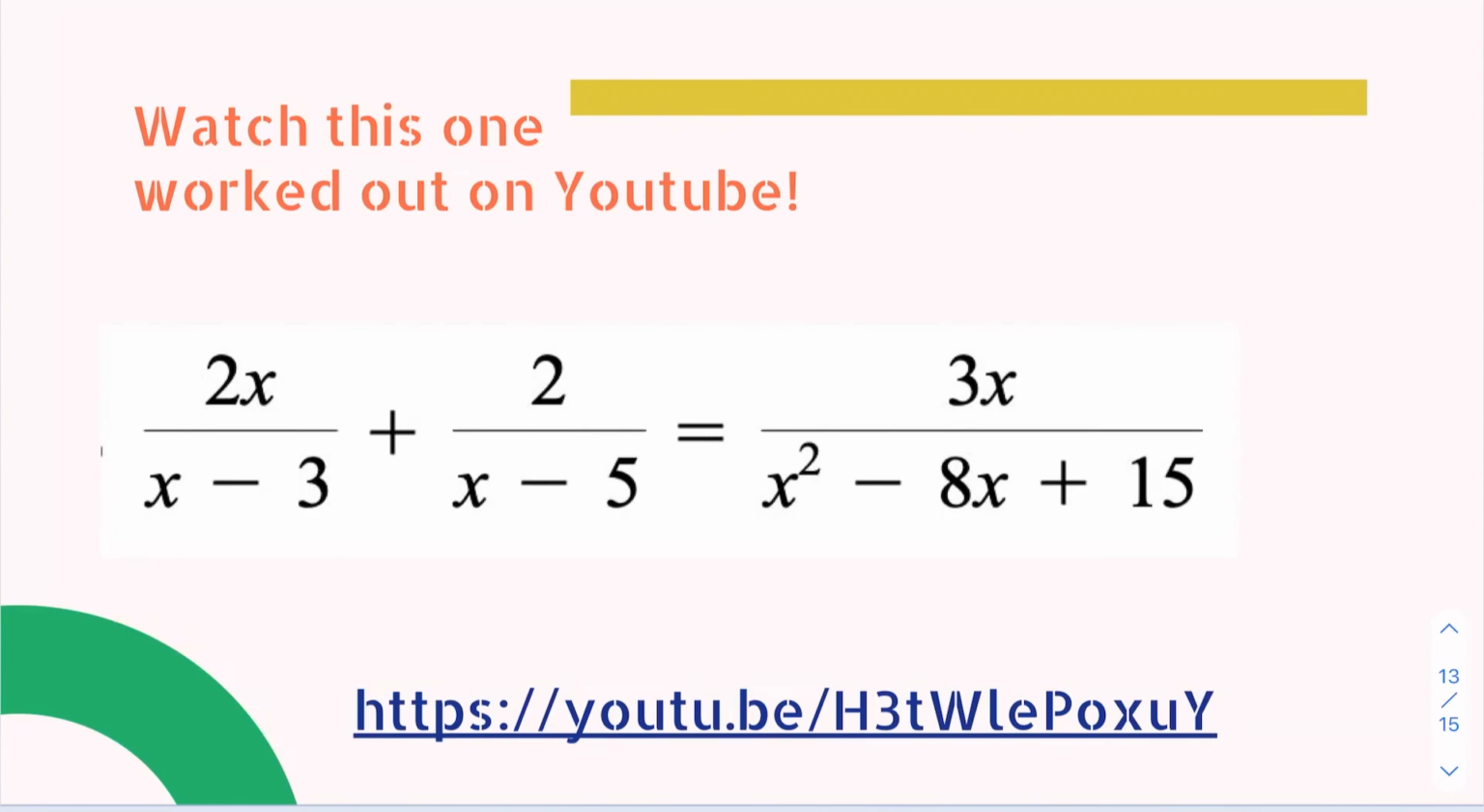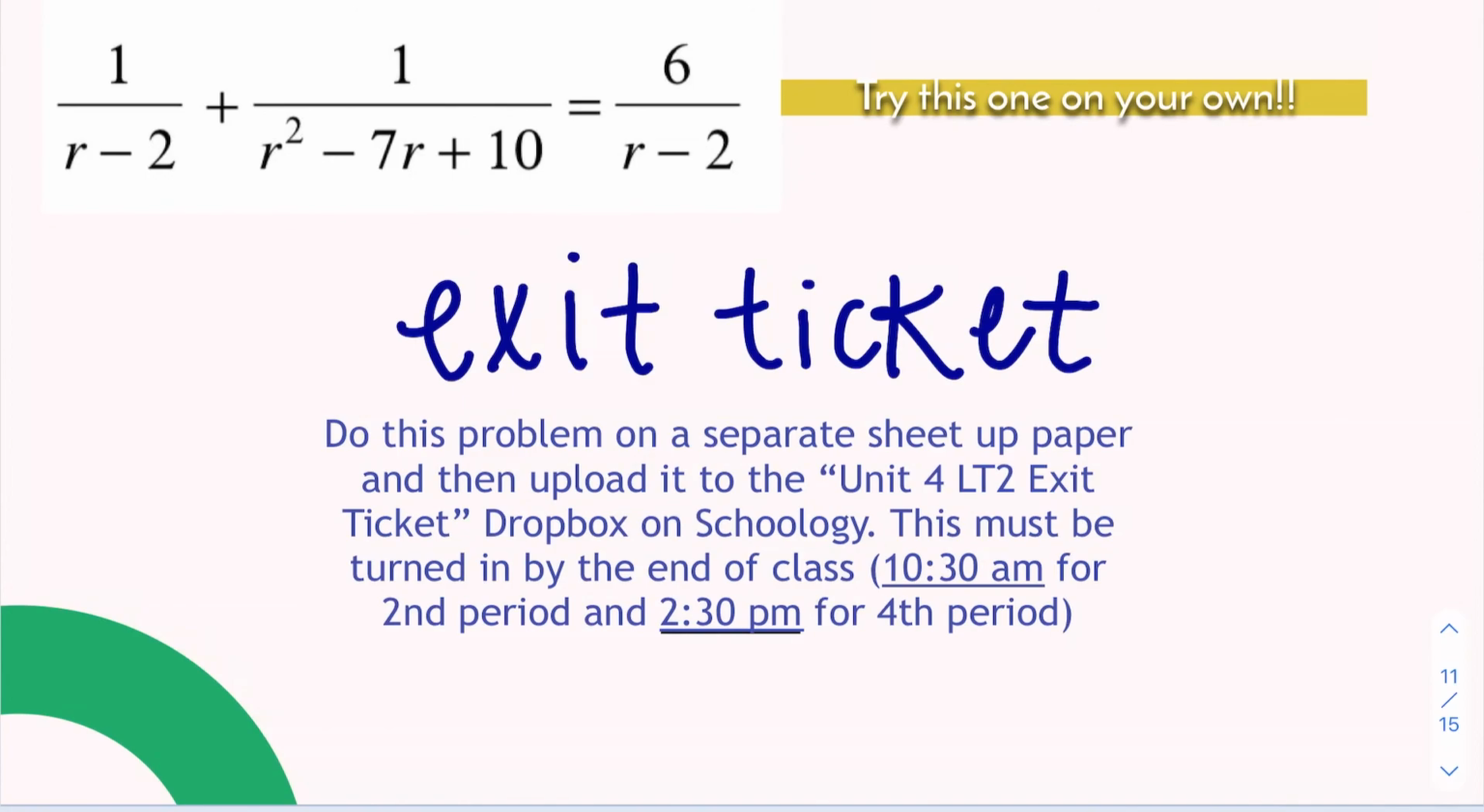Guys, so this is your exit ticket, and this is due before the end of class. So this is not your homework assignment. This is your classwork exit ticket. You watched this Edpuzzle through. Now it's time to do the exit ticket, and then you're done with class for the day, and the rest of the time is yours for homework work time. So you'll do this problem right here on a separate sheet of paper, and then you'll upload it to the Unit 4 Learning Target 2 Exit Ticket Dropbox on Schoology. This Dropbox is in the Learning Target 2 folder of the Unit 4 folder.